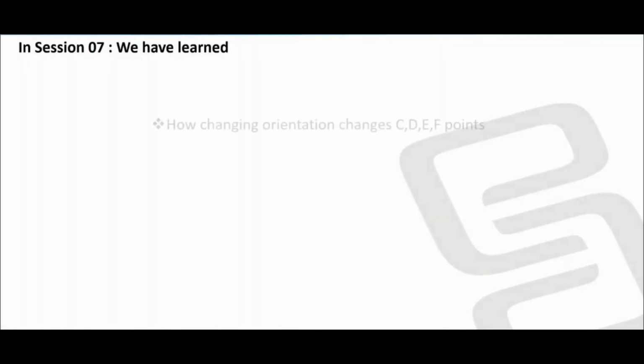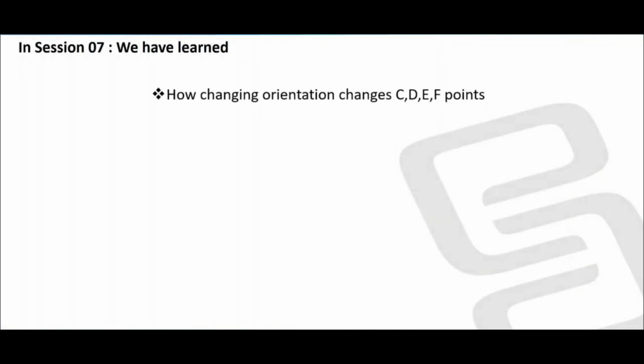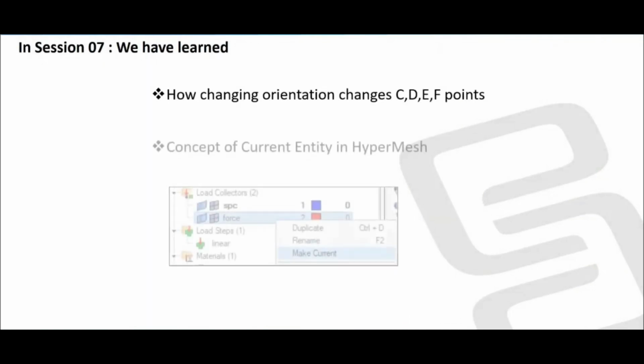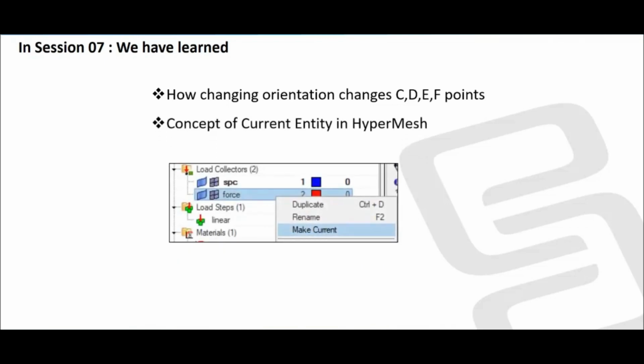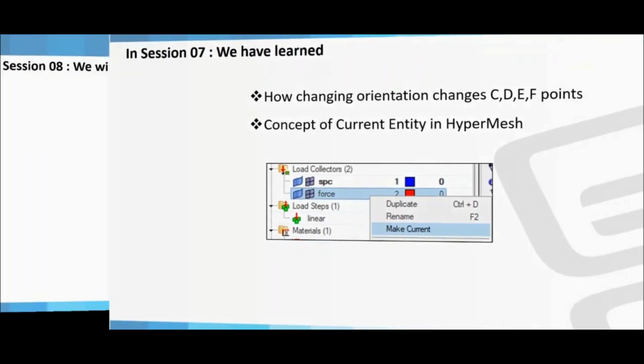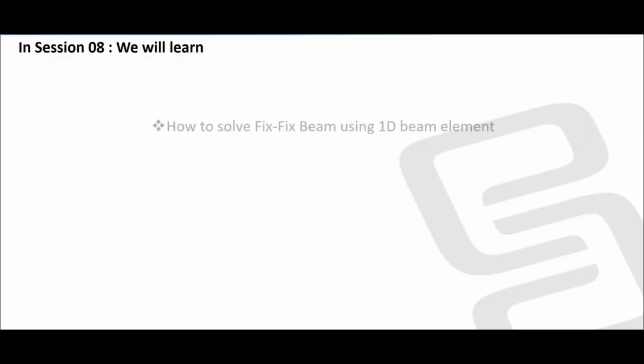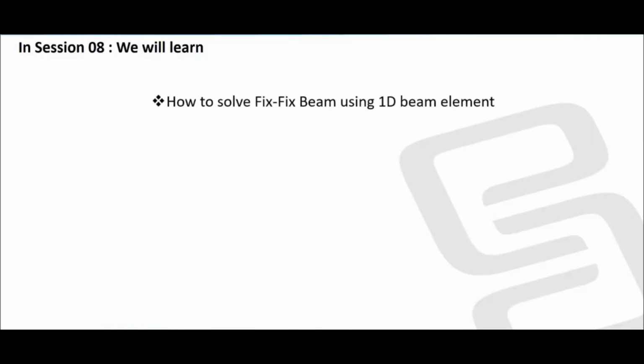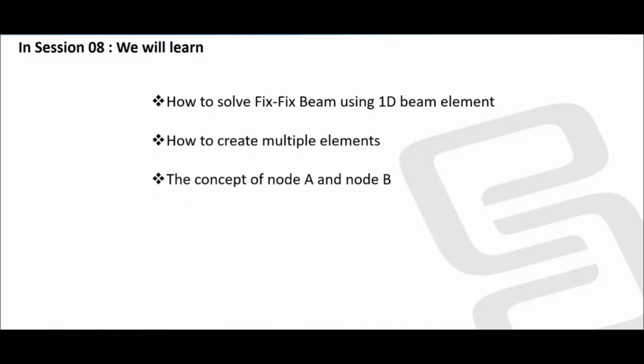In session 7, we learned how changing the orientation changes the CDEF points, and the concept of current entity in HyperMesh. In session 8, we are going to learn how to solve a fixed beam using a 1D beam element, how to create multiple elements, and the concept of node A and node B.